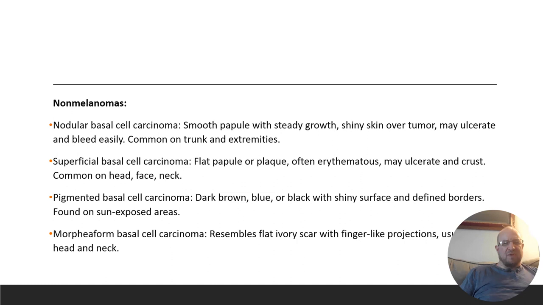Non-melanomas. Smooth papule with steady growth. Shiny skin over the tumor may ulcerate and bleed easily, common in the trunk and extremities. Superficial basal cell carcinomas: flat papule or plaque, may ulcerate or crust, common on the head, face, and neck. So you kind of know some of these. Pigmented basal cell carcinomas: dark brown, blue, or black with shiny surfaces defining borders, found on sun-exposed areas. Morpheiform basal cell carcinomas resemble a flat ivory scar with finger-like projections, usually on the head or neck.